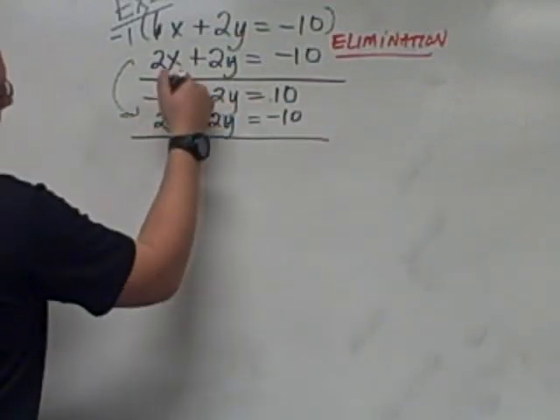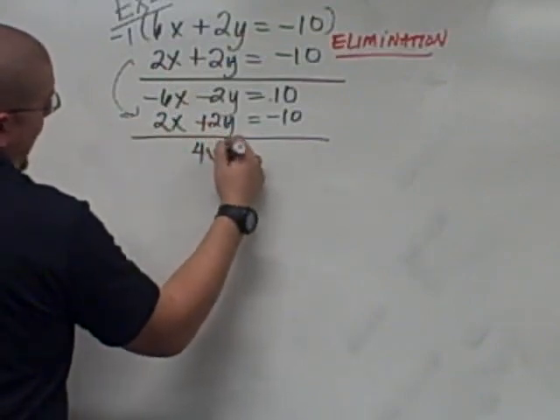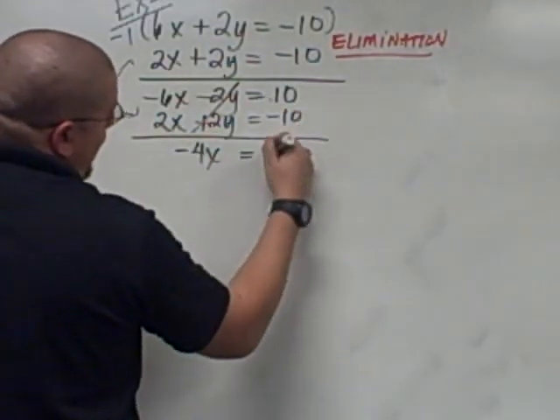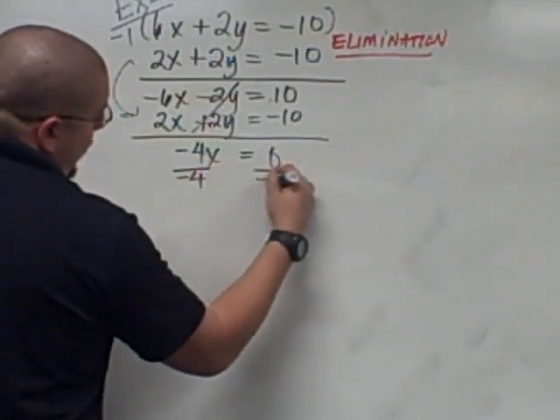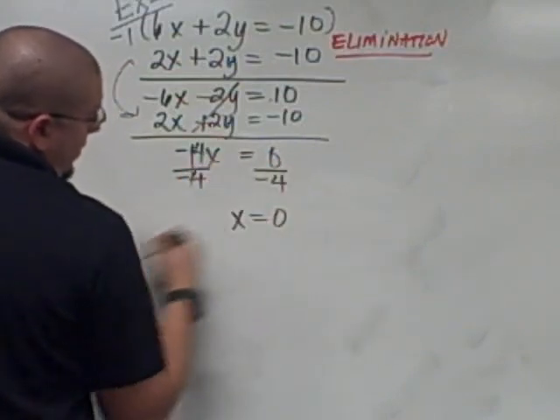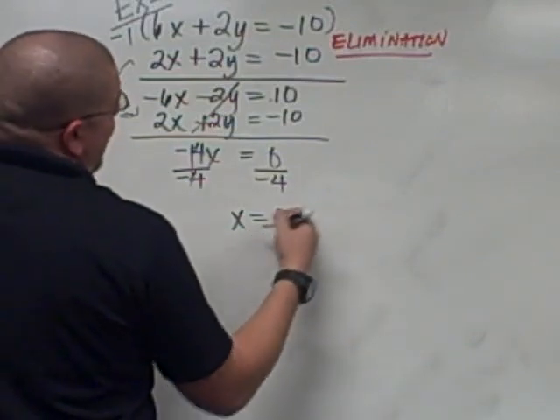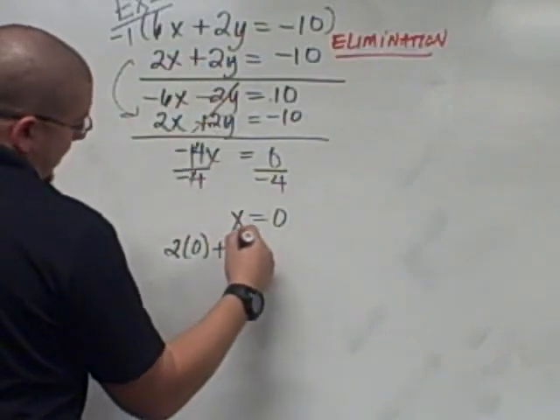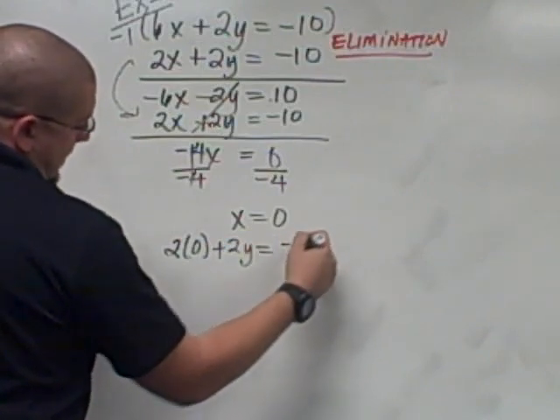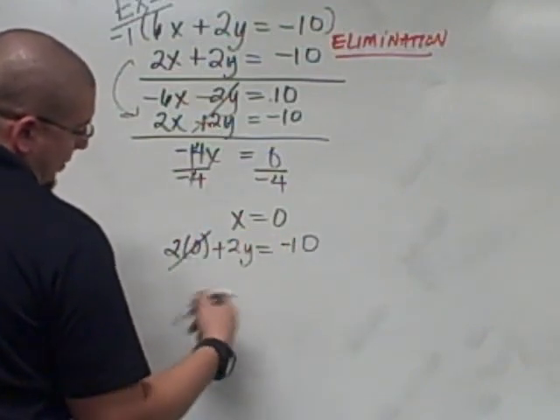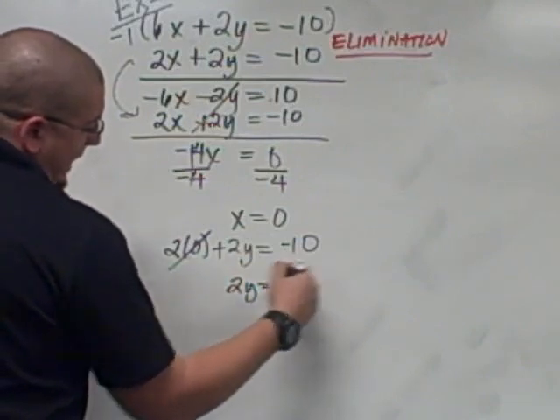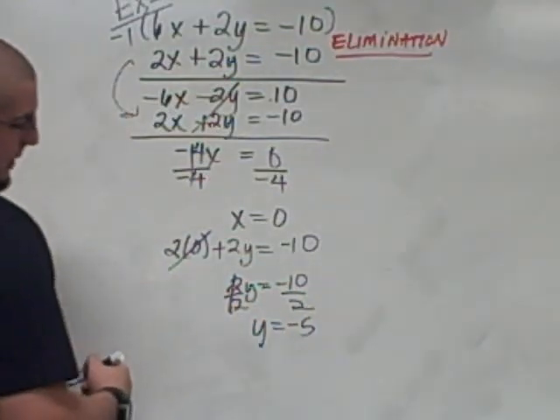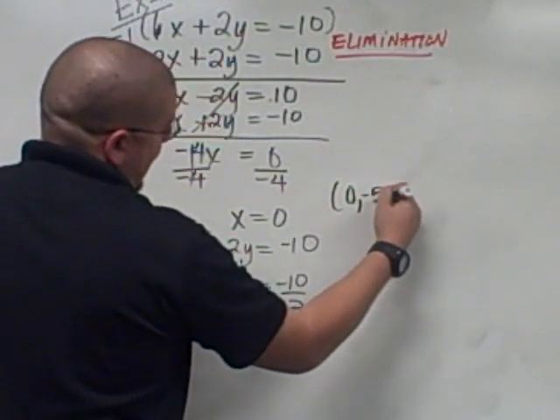If I work this out, negative 6x plus 2x is negative 4x. The y terms cancel. Equals 10 minus 10 is 0. Solve for x. Divide both sides by negative 4. X equals 0. So then I go back in and plug it into one of my equations. That bottom one looks easier to me, so I'm going to do 2 times 0 plus 2y equals negative 10. 2 times 0 just cancels out because 2 times 0 is 0. So now I have 2y equals negative 10. Divide both sides by 2. Y equals negative 5. So my solution for this one would be 0, comma, negative 5.